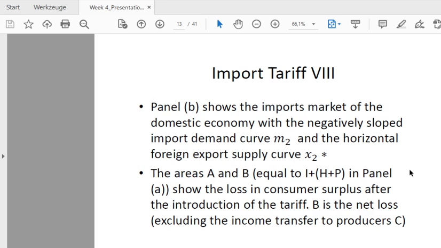The areas A and B in panel B, which are equal to capital I plus capital H plus capital P in panel A, show the loss in consumer surplus after the introduction of the tariff. The area denoted capital B is the net loss, excluding the income transfer to producers, which is the area denoted capital C in panel A.